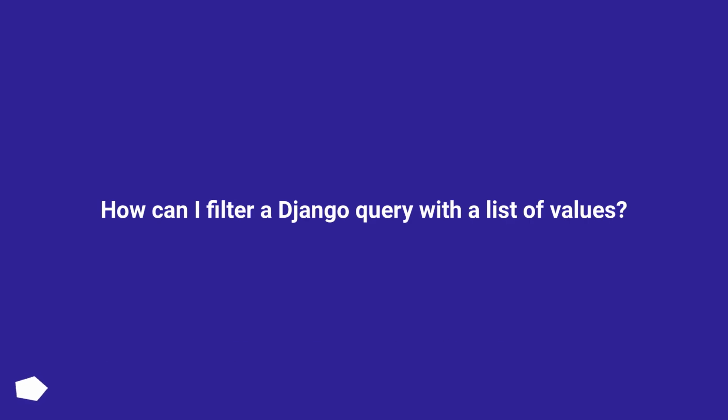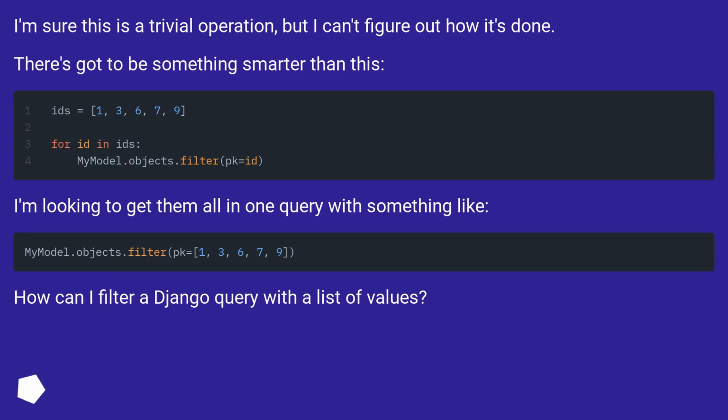How can I filter a Django query with a list of values? I'm sure this is a trivial operation, but I can't figure out how it's done. There's got to be something smarter than this. I'm looking to get them all in one query with something like, how can I filter a Django query with a list of values?